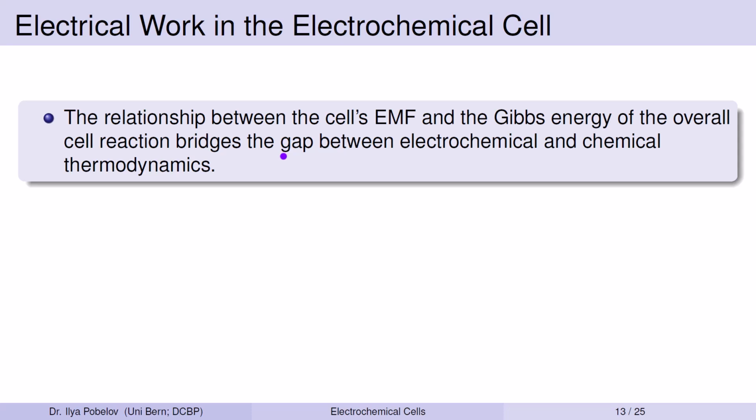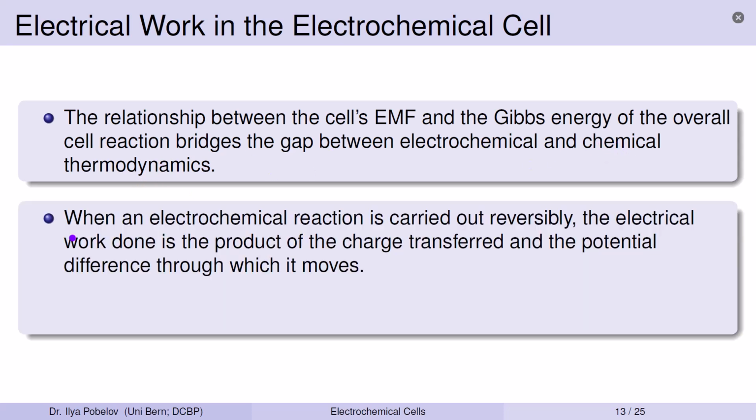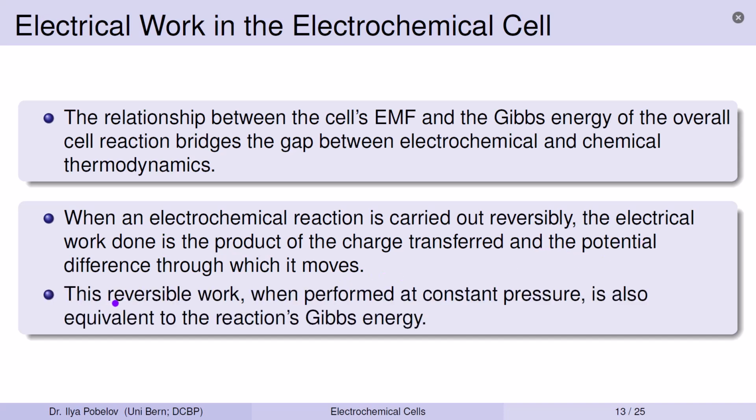The relationship between the cell's electromotive force and the Gibbs energy of the overall cell reaction bridges the gap between electrochemical and chemical thermodynamics. When an electrochemical reaction is carried out reversibly, the electrical work done is the product of the charge transferred and the potential difference through which it moves. This reversible work, when performed at constant pressure, is also equivalent to the reaction's Gibbs energy.